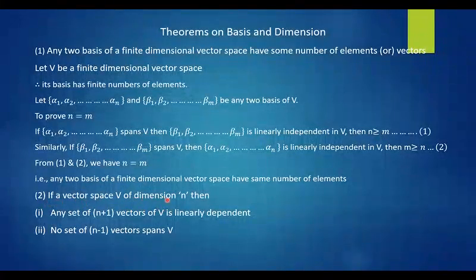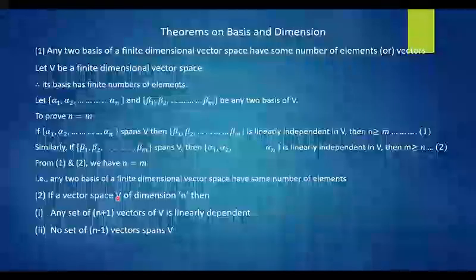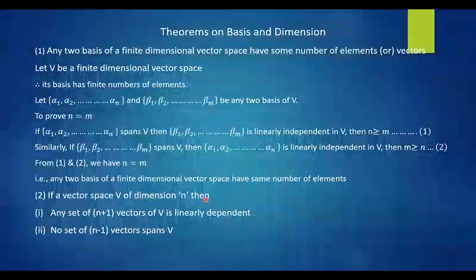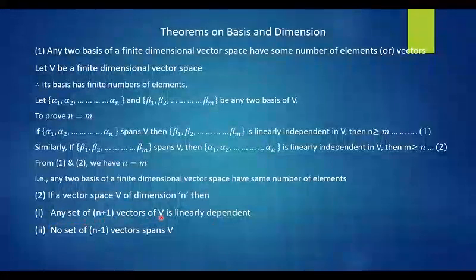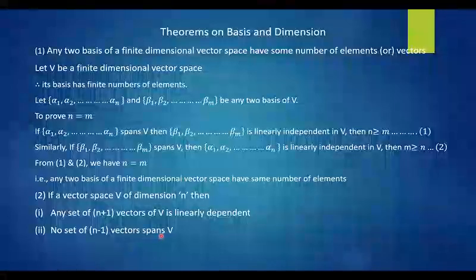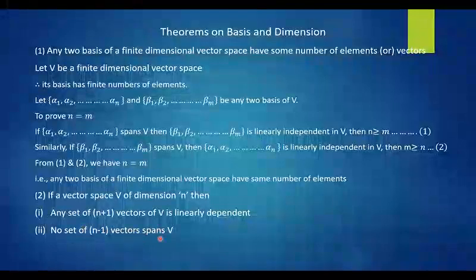In the second theorem, if a vector space V has dimension n, that means V is a finite dimensional vector space, then any set of n plus 1 vectors of V is linearly dependent. Any set of n plus 1 vectors of V is linearly dependent. No set of n minus 1 vectors spans V. N minus 1 vectors do not span V.